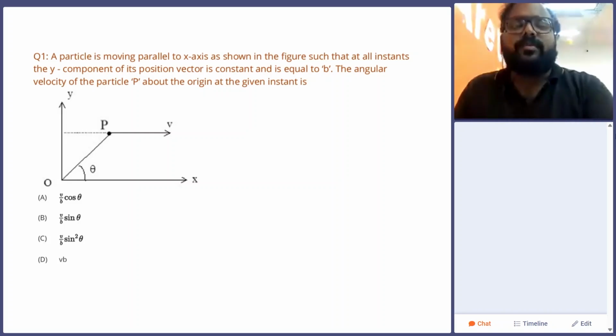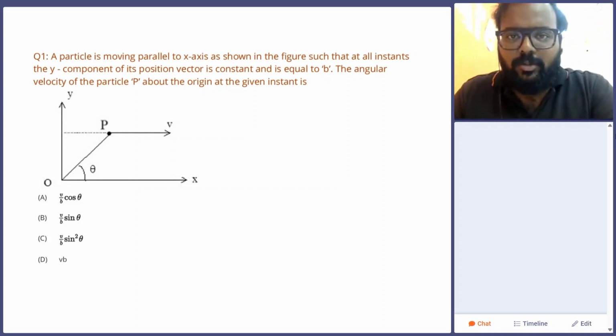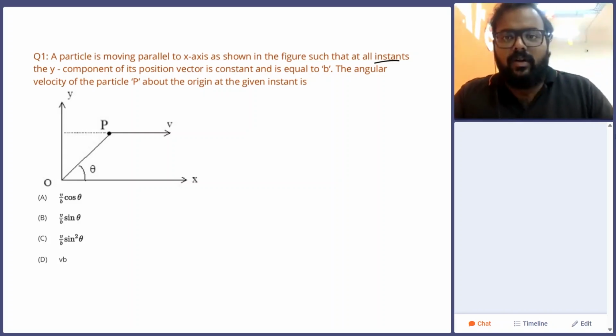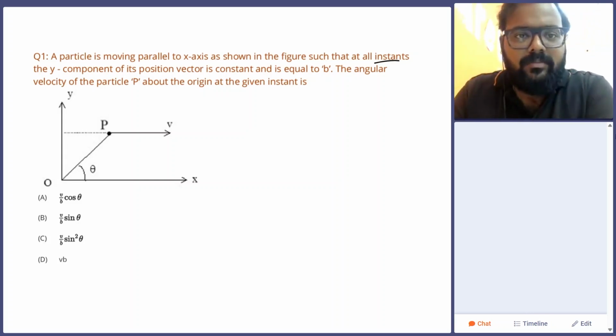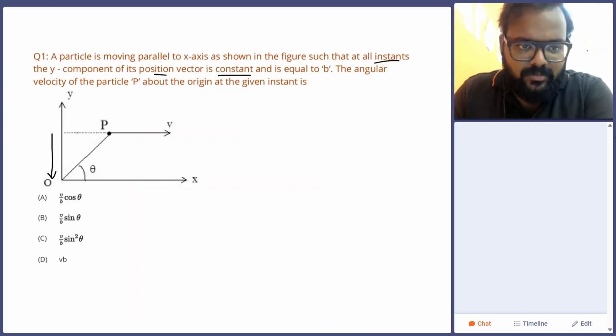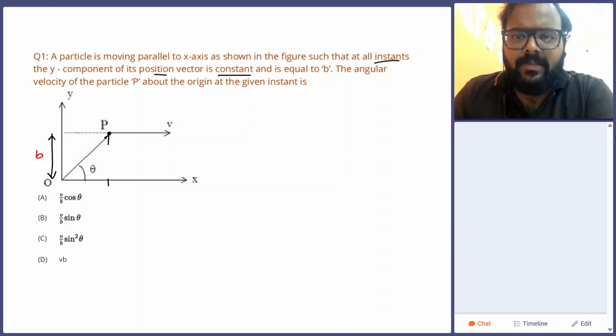A particle is moving parallel to the x-axis as shown in the figure, such that at all instants, the y component of its position vector is constant. This is the position vector itself. X component is this and y component is this, and that's constant, which is b. Now the angular velocity of the particle P about the origin at the given instant is.